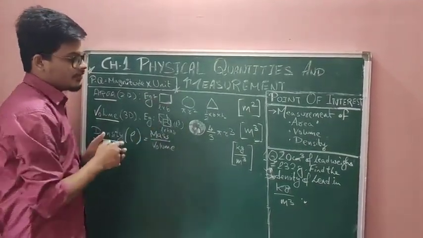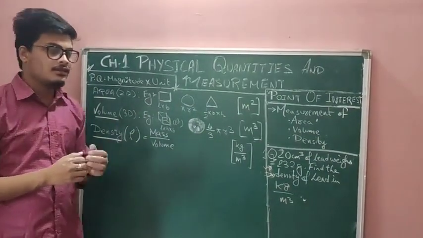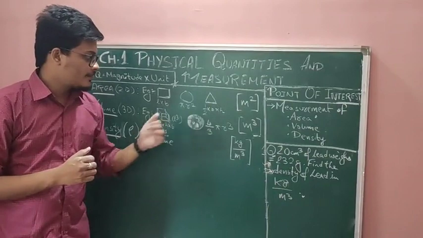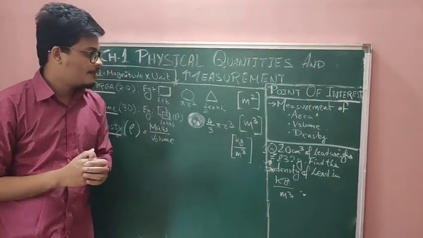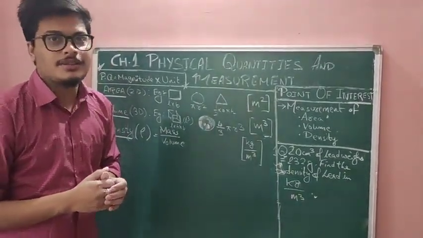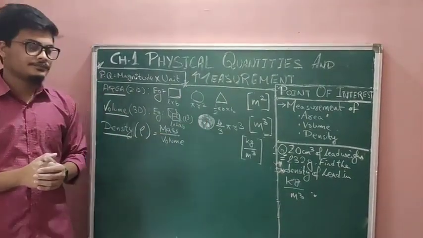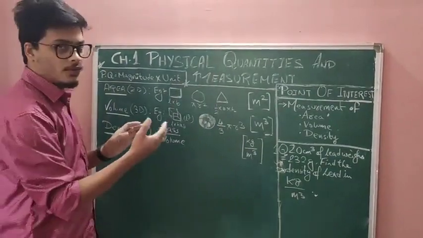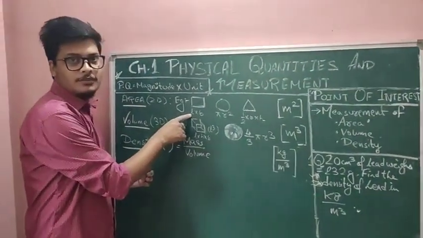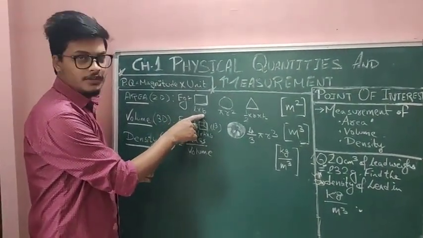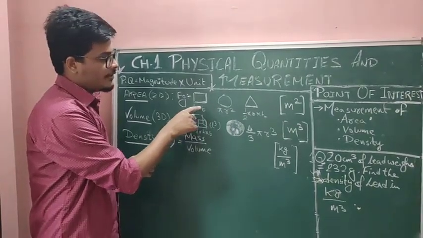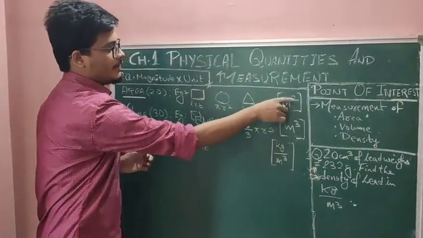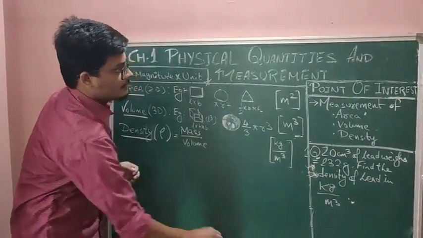Length into breadth is the area of the rectangle. Pi r square is the area of a circle, and half base into height is the area of a triangle. Now, how to find the unit of an area? Look, focus over here. Length we measure with meter. Breadth also we measure in meter. So meter into meter will give us meter square. So unit of area is meter square.